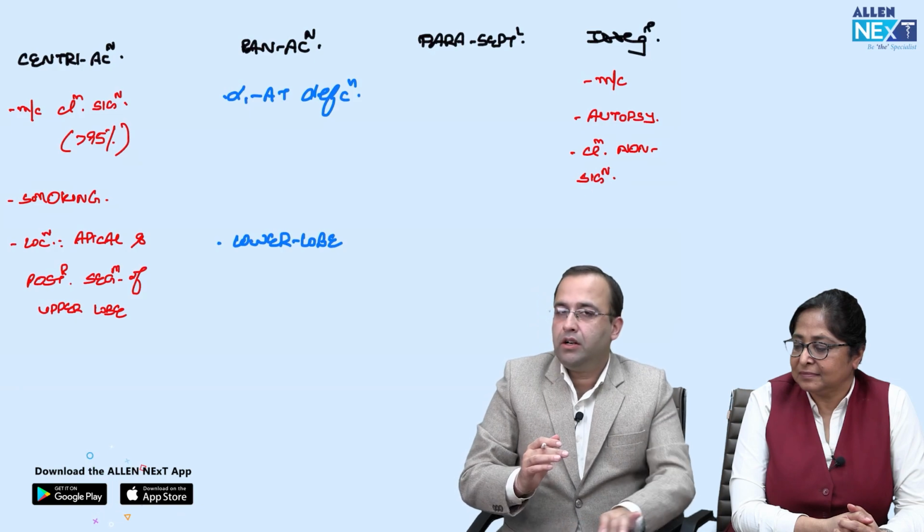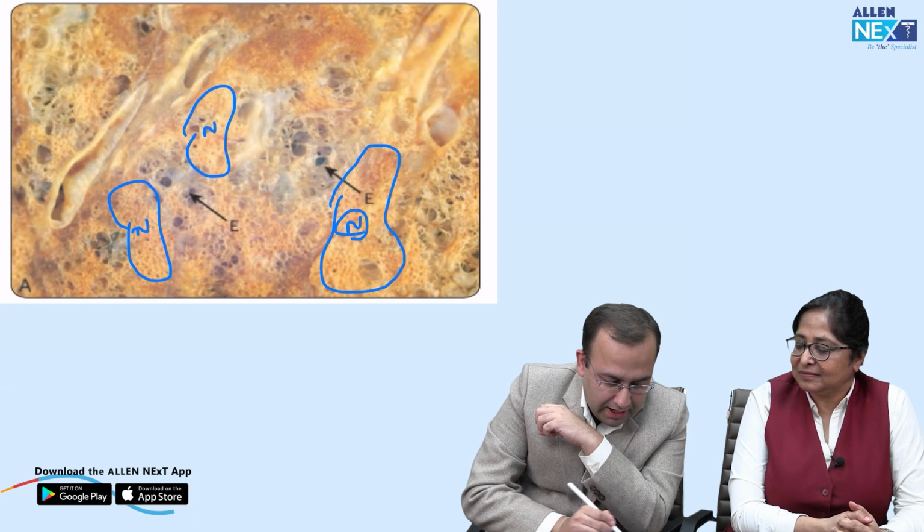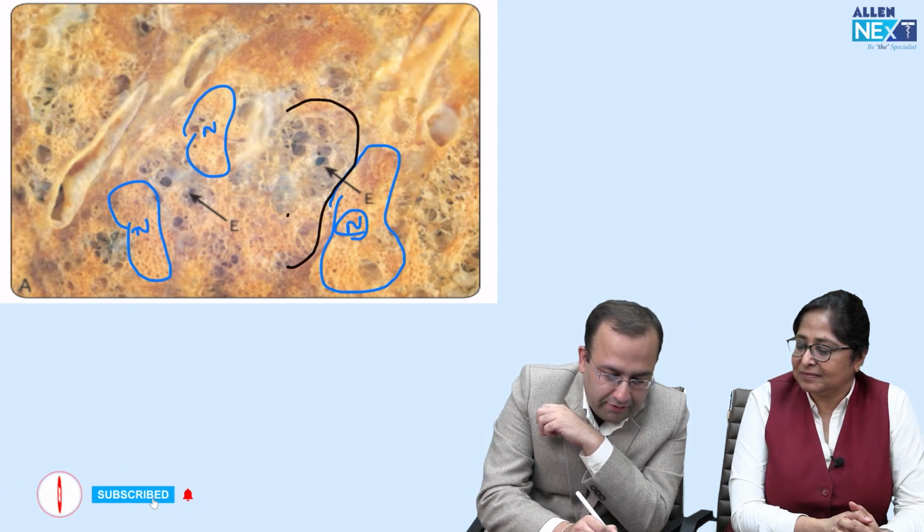So if I have to look at it grossly, just have a look at this image. Lung is like a sponge. That is what a fresh lung sample looks like. We can squeeze the lung sample. So this is nice normal lung with interspersed emphysematous areas. That is centriacinar emphysema.